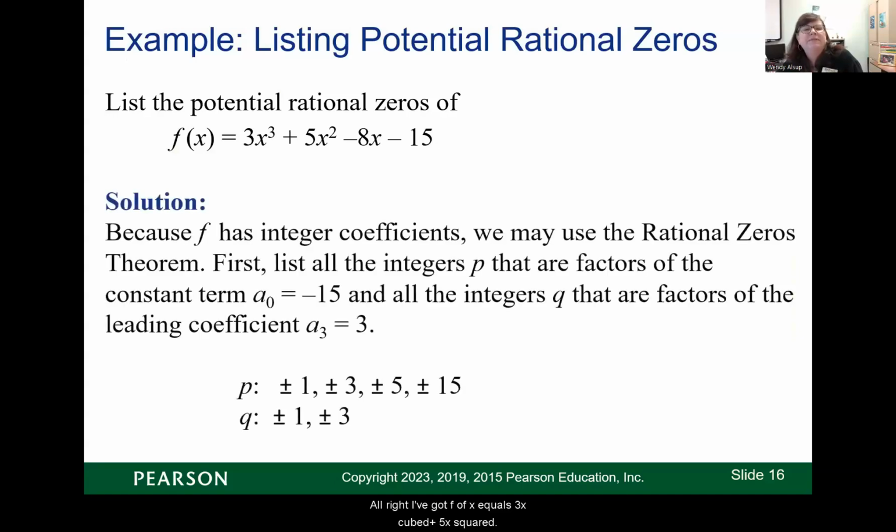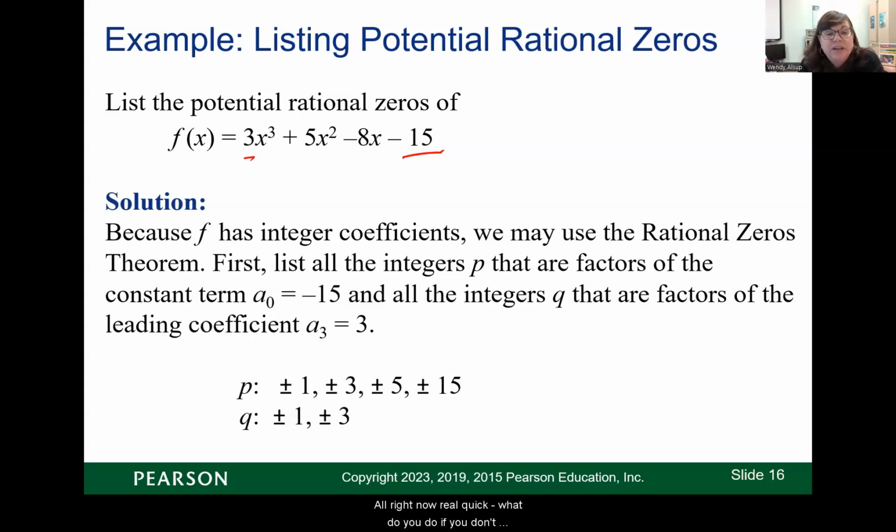So let's just work this out. I've got f of x equals 3x cubed plus 5x squared minus 8x minus 15. So my p's will be the factors of -15: plus or minus 1, plus or minus 3, plus or minus 5, plus or minus 15. The q's will be the factors of 3: plus or minus 1 and plus or minus 3.